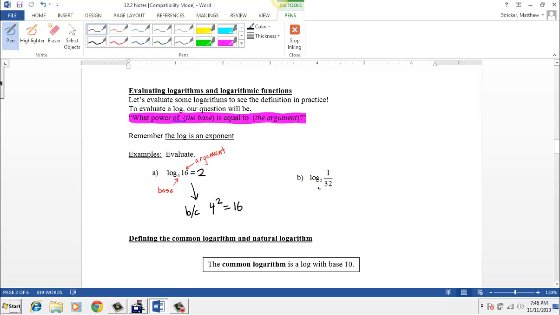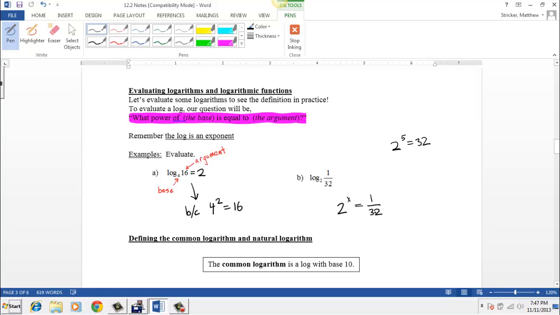Again, we have another one here, with a different base though. Now we have base 2, and we're asking ourselves, 2 raised to what power? We put an x in there. 2 raised to what power gives us 1 over 32? Well, here we have to put on our negative exponent hat, because when we have a 1 over, that's a negative exponent. And we know that 2 to the 5th power equals 32.